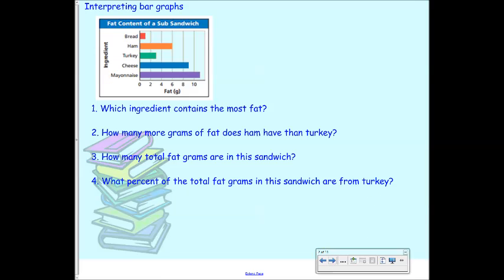We're going to talk about all different kinds of bar graphs, line graphs, all different kinds of data over the course of the next unit. And we're going to start with some simpler ones. And we're going to start with how to interpret those.